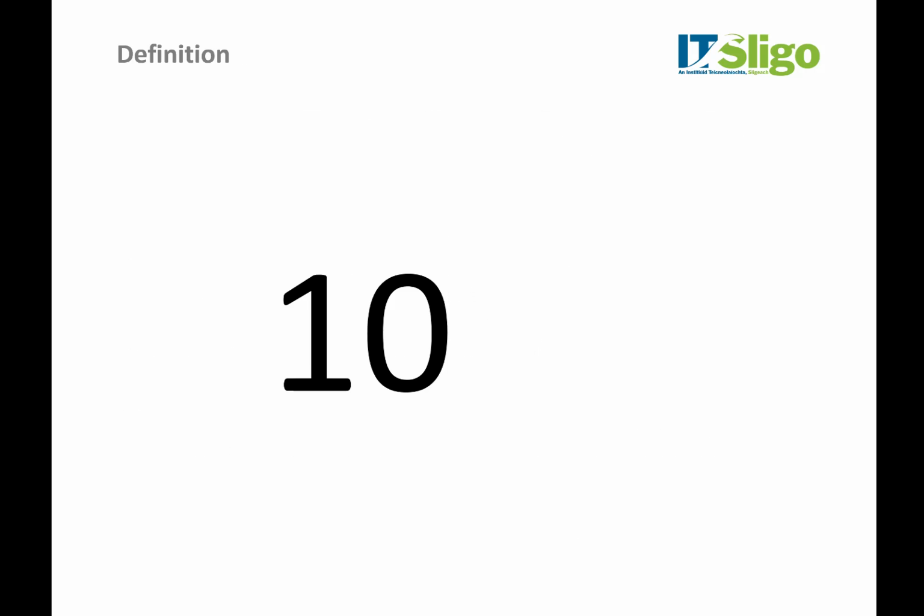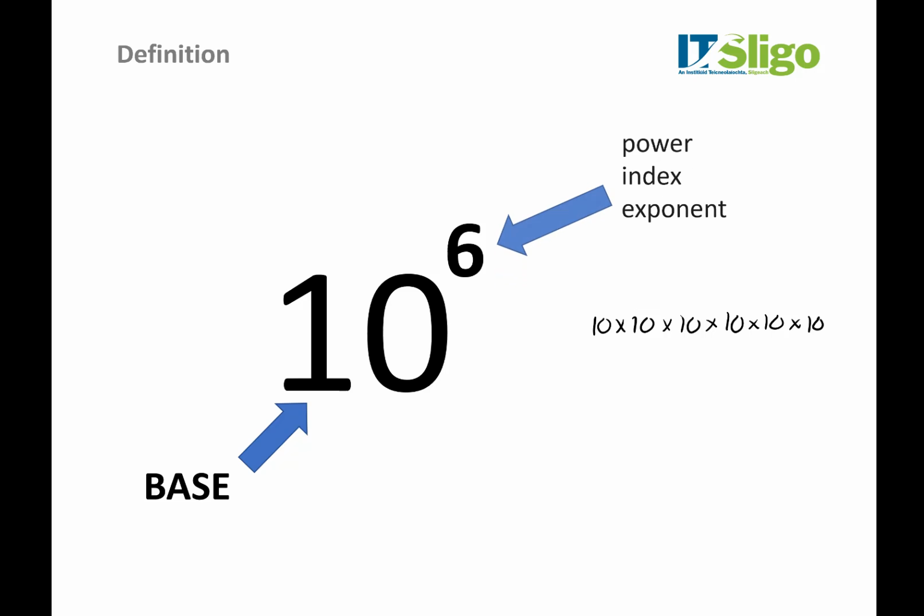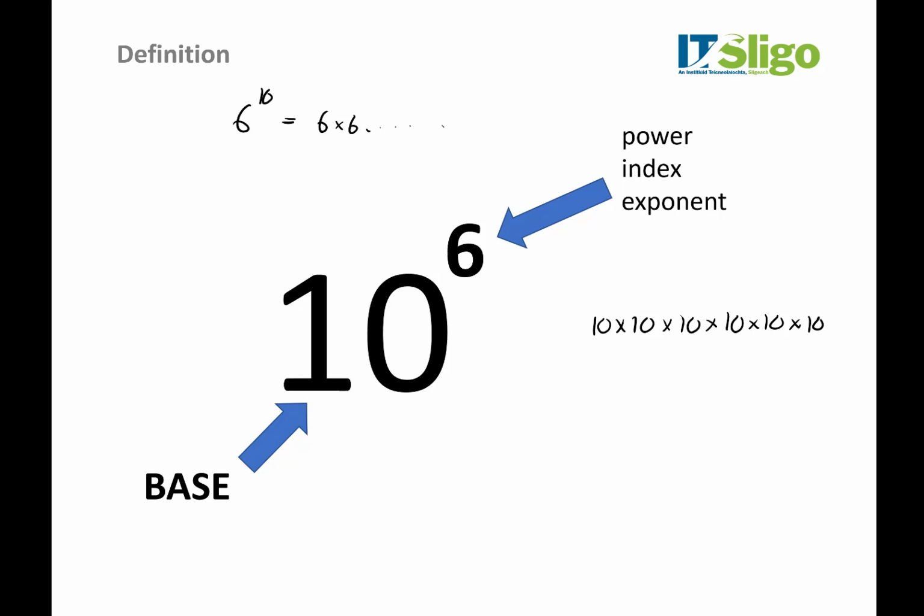So we're going to define things now. Here, guys, we have 10 to the power of 6. That's really 10 multiplied by itself 6 times. The bottom is called the base. The top then is the power, the index, or the exponent. That's the number of times 10 is multiplied by itself. So 6 to the power of 10 is obviously something completely different. That's 6 multiplied by itself 10 times.